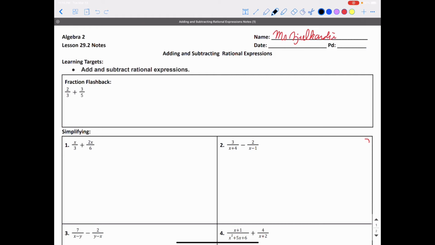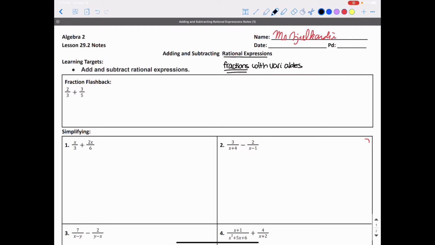In this video, I'm going to talk about adding and subtracting rational expressions. Rational expressions are just fractions that have variables in them. They're fractions with variables. And the key word is fractions. So when I'm adding and subtracting fractions, I need to make sure the two fractions have the same denominator before I can bring them together, or before I can subtract them.